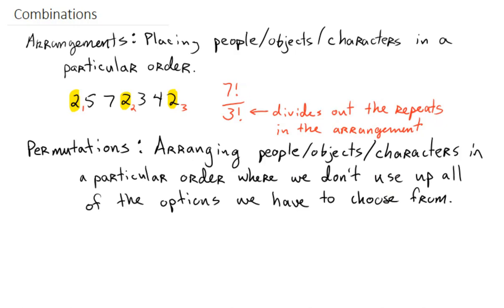So we're still arranging things in a particular order, and I do want to talk more about that word order because it's not always about order. Sometimes it's about the job we're selecting them for. So for example, if I have 10 folks and I'm selecting them for the president slot, the VP slot, and the secretary slot, so I'm choosing from 10 people, then I have 10 choices for the first slot. We have 9 choices for the second slot, and we have 8 choices for the third slot.